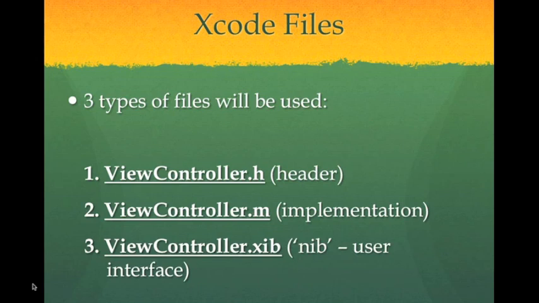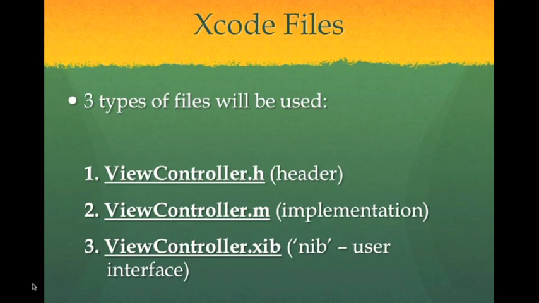The header and implementation files are the files that are going to contain some code. In the header file, we're going to basically set up the fact that we've got a label and a button ready to be used, and then in the implementation file, we're actually going to use the button and label.